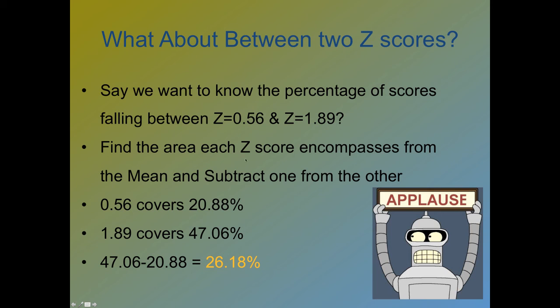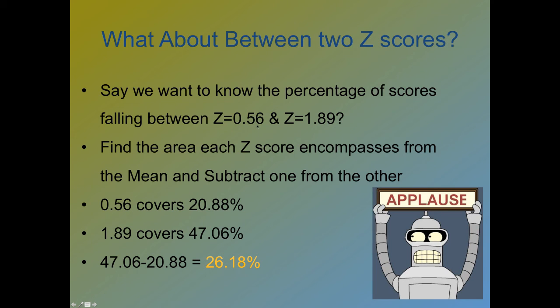So let's just say we want to know the percentage of scores that fall between a z-score of 0.56. Again, this is a positive z-score, right? And a z-score of 1.89. What I want you to be careful here is that 0.56 does not fall exactly on the mean. It's a little bit above the mean.